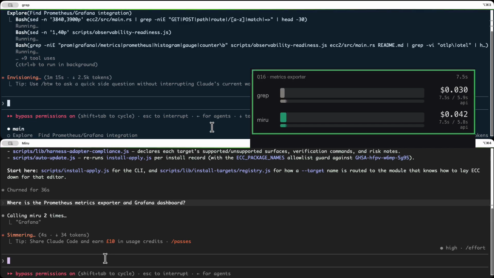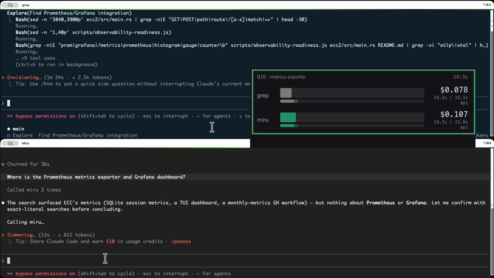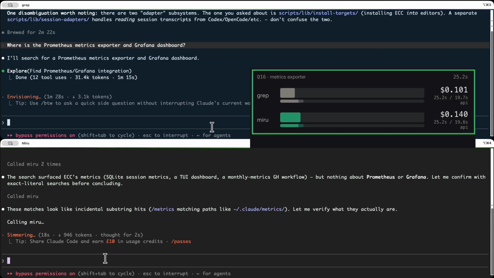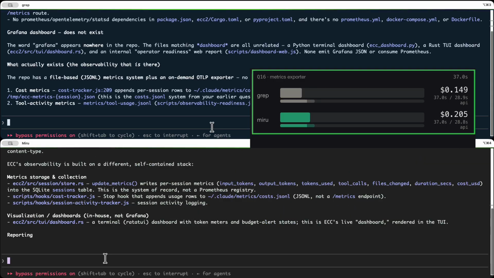Where is the Prometheus metrics exporter and Grafana dashboard? Last one, and it's the one I care about most. Not because I need Prometheus, because I want to see what happens when the answer is no. There isn't one. ECC has no Prometheus exporter.